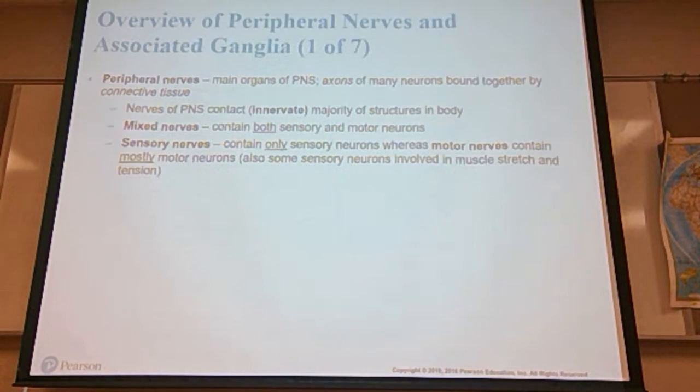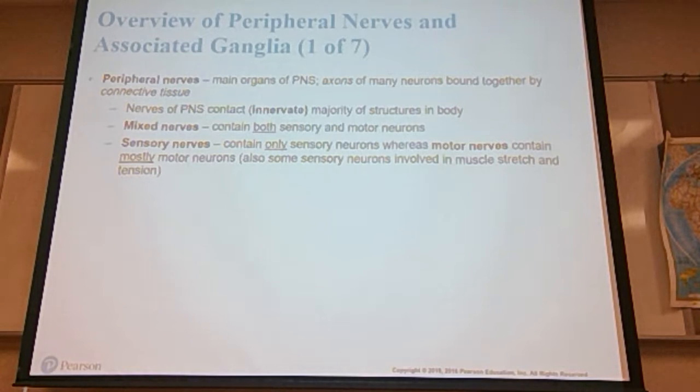The peripheral nerves are the main organs of the peripheral nervous system. They are axons of many neurons bound together by connective tissue. Nerves of the peripheral nervous system contact, and the word we use for that is innervate, the majority of the structures in the body.